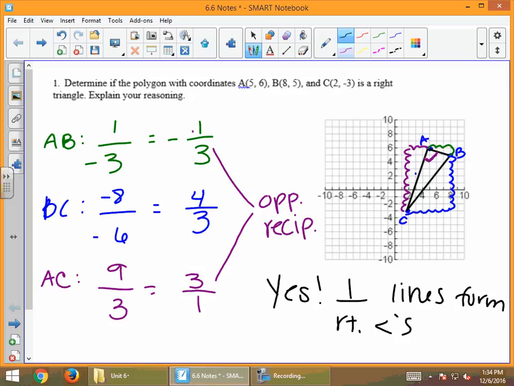And when you're asked to determine if it's a right triangle, you just have to find the slopes to see if two of them are opposite reciprocals. None of them are opposite reciprocals, and it wouldn't be a right triangle.